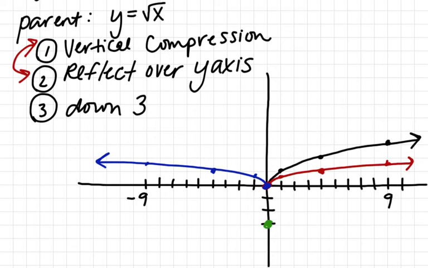Our next point was at -1 and up 1/2, so we're just going to count down 3, and that's going to put you about right there. That looks like (-1, -2.5).